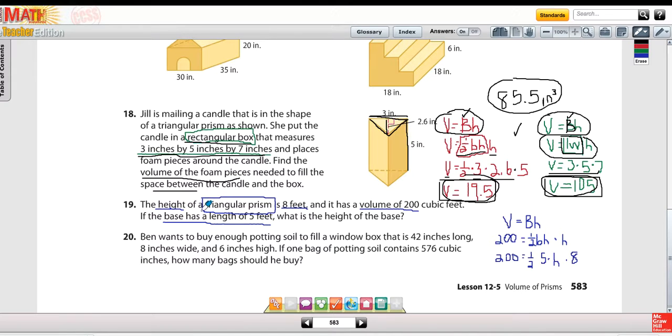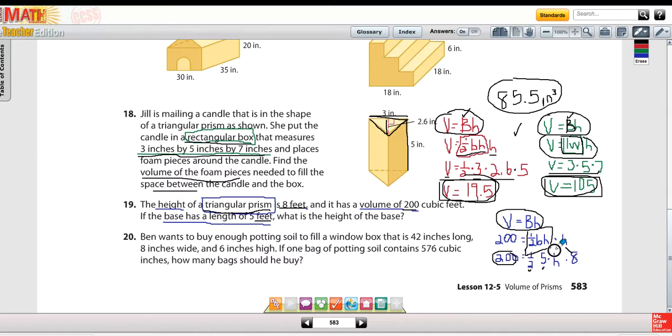For number 19, we have a word problem, no picture, so I highlighted a couple of things. It's a triangular prism, so I started with the formula V equals capital BH, but that capital B then translates into 1/2 base times height for the triangle. It also tells me that the height of the prism is 8 feet, so that's where I substituted in the h there for the height of the prism. The volume is 200, so I substituted in 200 for the volume. 1/2 is a constant, and then it says that the base has a length of 5 feet. So here we have this 5.